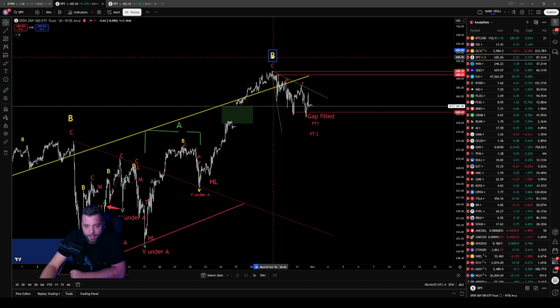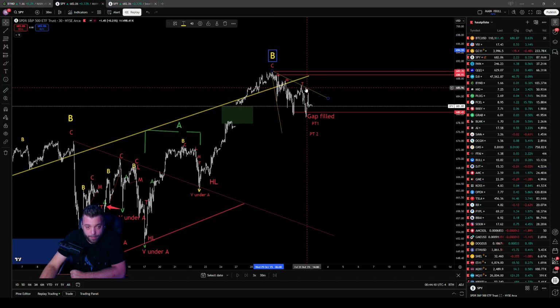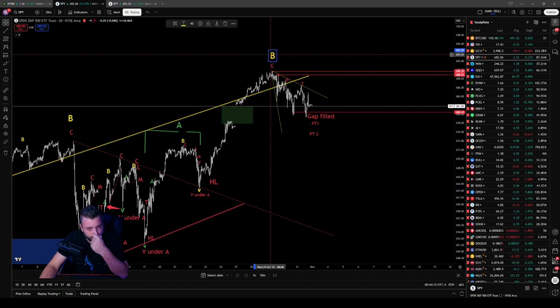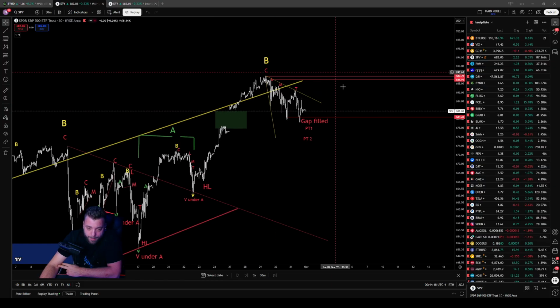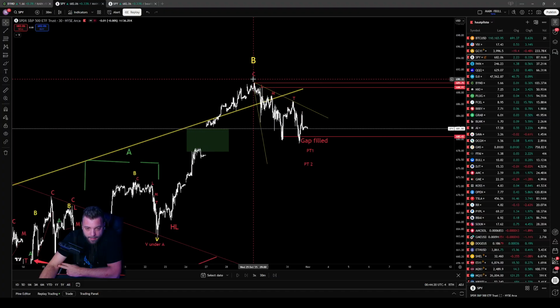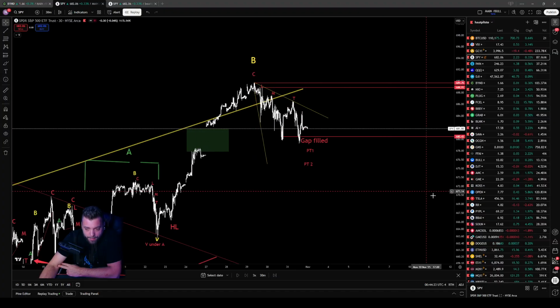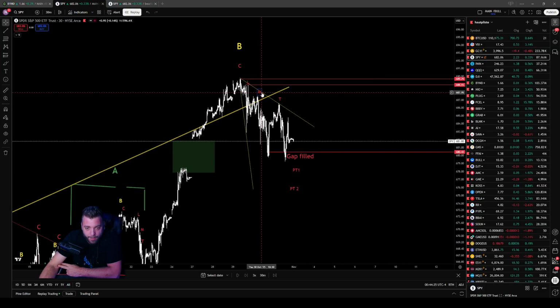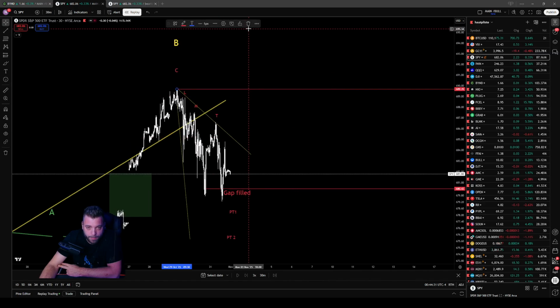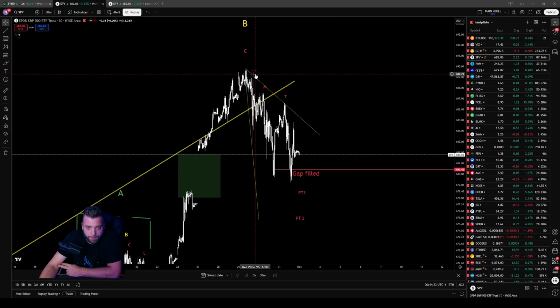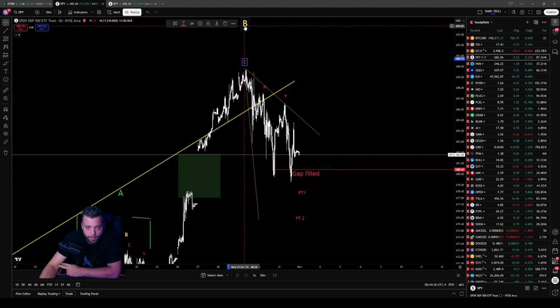I was waiting the whole week for that. B is not finished yet, in my opinion, but this is our B peak. It took way longer. It went a little bit higher, but okay. And since Wednesday, we are in our B pullback. So we can delete this. It's also our little micro C.